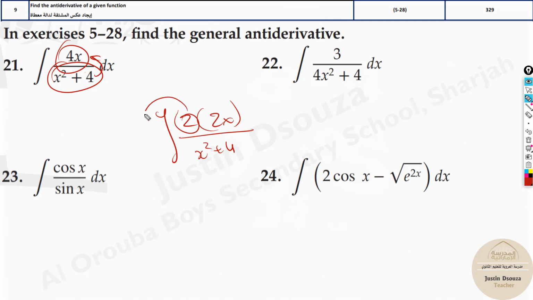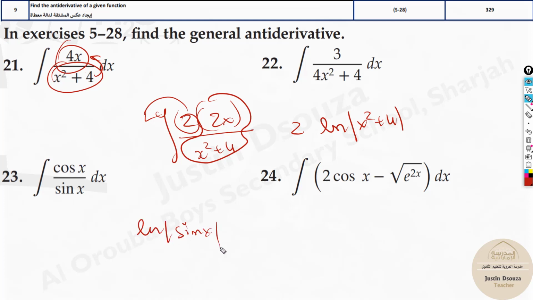This constant, keep it outside, 2 leave it. This much part becomes ln magnitude of whatever is in the denominator, x squared plus 4. This is the rule of integrals. So whenever you see the denominator and compare the above, and if you can relate them, then you can easily use this. So over here as well, what is the derivative of sine? It's cos. So just write ln sine x.